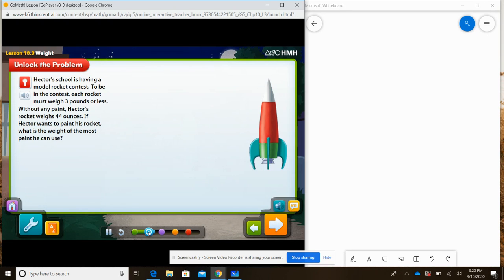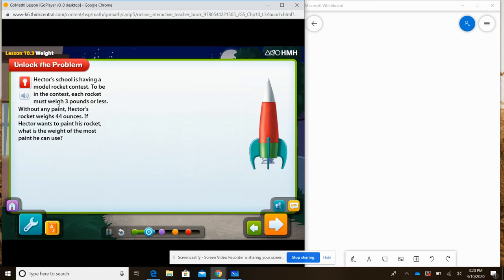We're going to move past our lizard. So Hector's school is having a model rocket contest. To be in the contest, each rocket must weigh 3 pounds or less. Without any paint, Hector's rocket weighs 44 ounces. If Hector wants to paint his rocket, what is the weight of the most paint he can use?